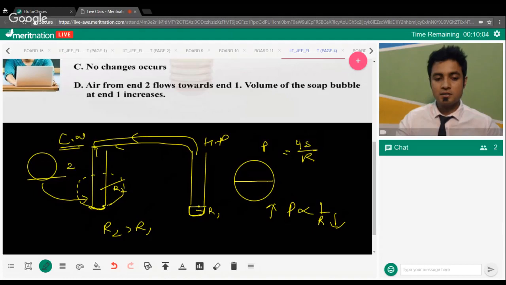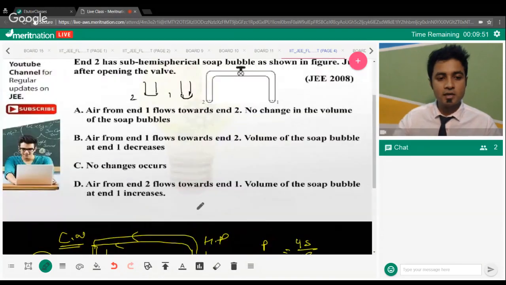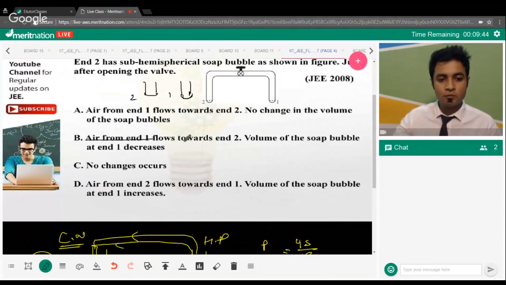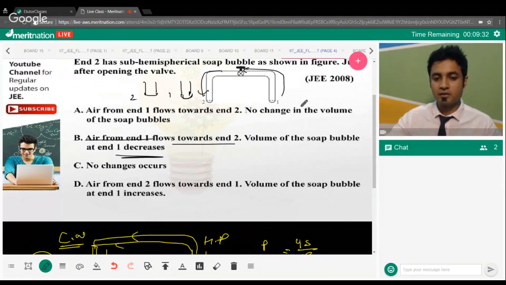Okay, this bubble will inflate, means it will increase in size, and this will get reduced. So here the air, the option B. Because it says the air from end 1 flows towards end 2. This is one end, this is two end, right? And the volume of the soap bubble at end 1 decreases. This will get decreased. That's what we have figured out, right?